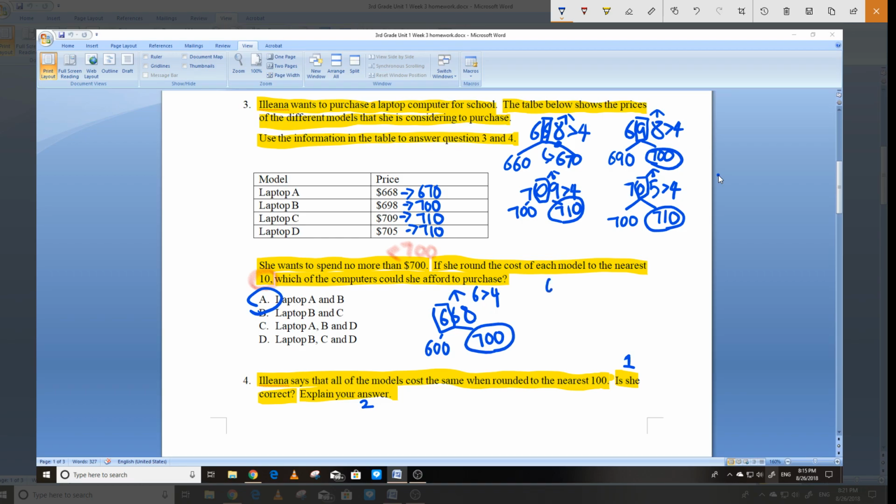Laptop B, 698. If we're rounding this up or down, if we go down, it's going to be 600 again. Remember, we're going to keep the 6 on the 100th place the same. The 10th and the 1's place both become zeros. And then if we go up, 6 plus 1 is 7, it would be 700. So the 10th place here is a 9. 9 is way bigger than 4. We go up, and we're going to pick 700. Okay, so far so good.